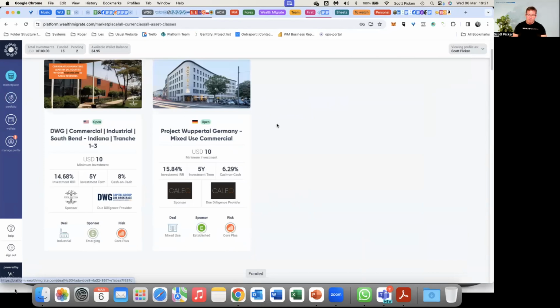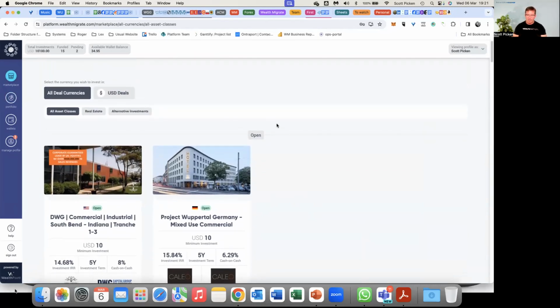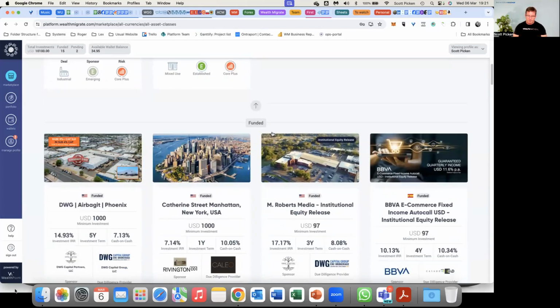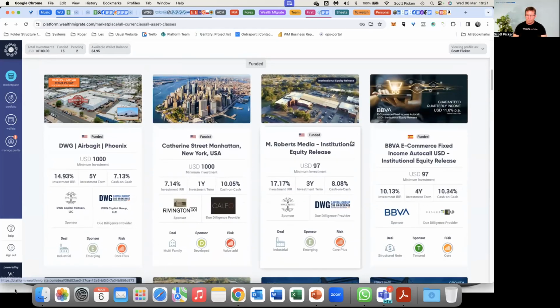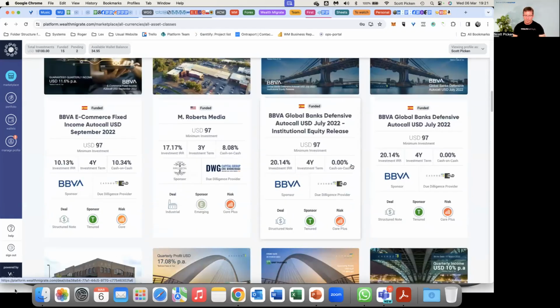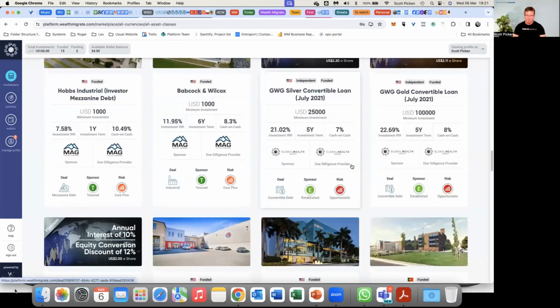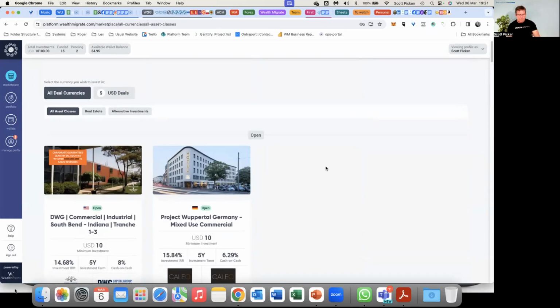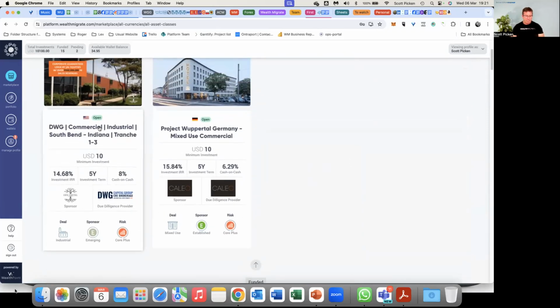Now, I want to basically become an investor. So I go to the marketplace. You can see here that this is open deals. If I go to funded, I can go look at all the different deals. So like this is the one we did in Manhattan, New York at Christmas time last year. And you can literally go through, you can see all the different types of deals that we've done through the years on the platform.